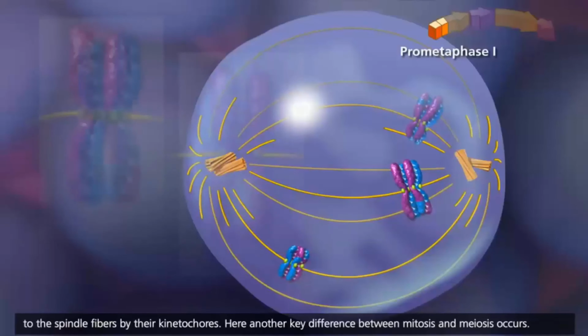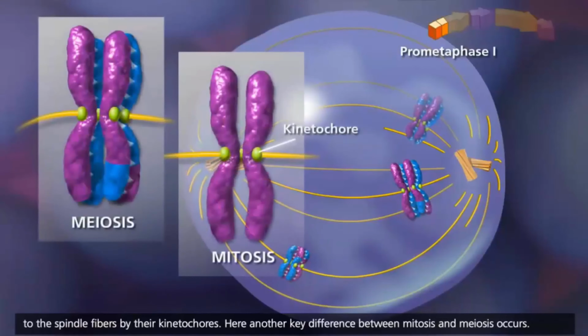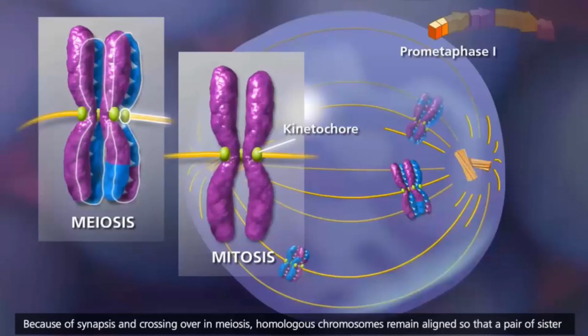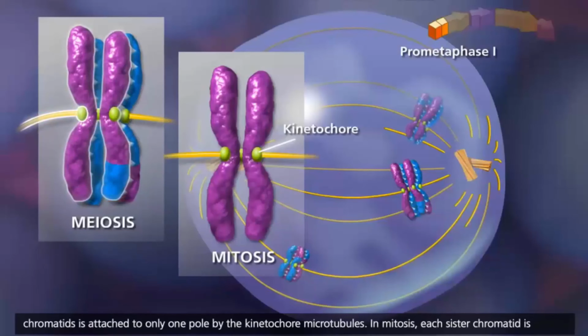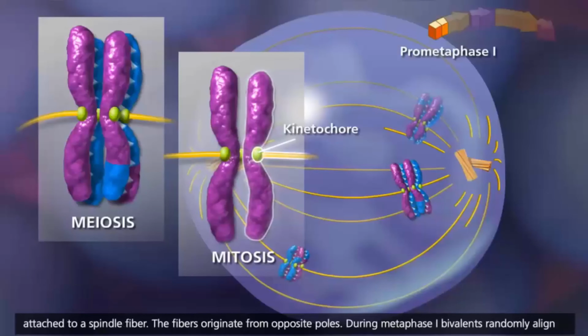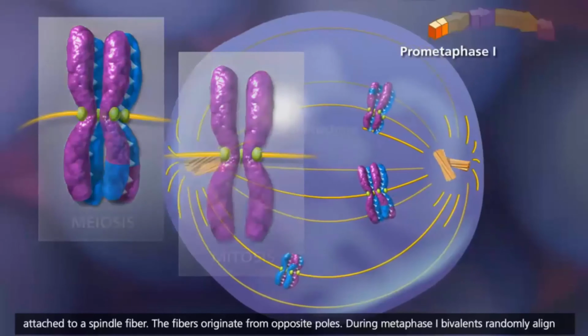Here another key difference between mitosis and meiosis occurs. Because of synapsis and crossing over in meiosis, homologous chromosomes remain aligned, so that a pair of sister chromatids is attached to only one pole by the kinetochore microtubules. In mitosis, each sister chromatid is attached to a spindle fiber. The fibers originate from opposite poles.